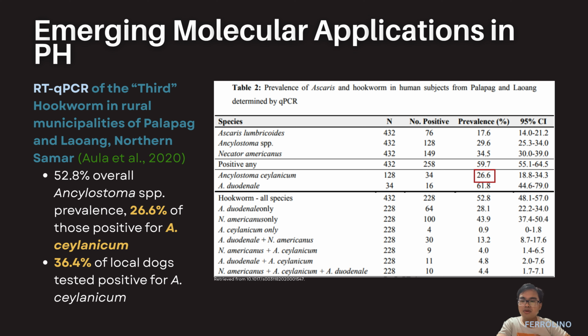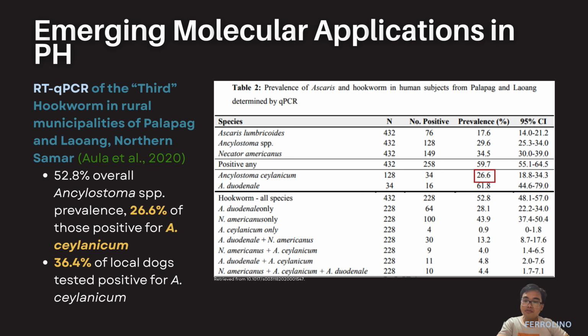Of the individuals positive for Ancylostoma spp., 26.6% were molecularly confirmed to be carrying A. ceylanicum. This species is morphologically indistinguishable from A. duodenale under standard microscopy, which is why it remained underreported. A. ceylanicum is a zoonotic hookworm, meaning it requires an animal reservoir to maintain its life cycle in the environment.